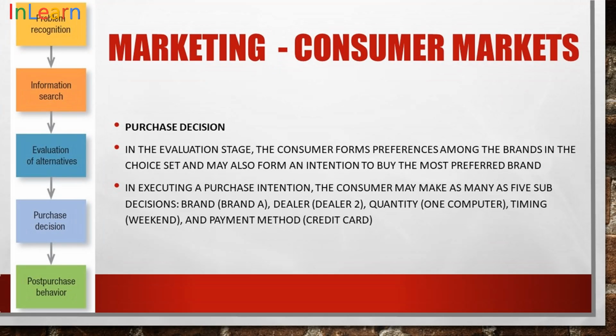Purchase decision. In the evaluation stage, the consumer forms preferences among the brands in the choice set and may also form an intention to buy the most preferred brand. In executing a purchase intention, the consumer may make as many as 5 sub-decisions: brand, brand A; dealer, dealer 2; quantity, 1 computer; timing, weekend; and payment method, credit card.